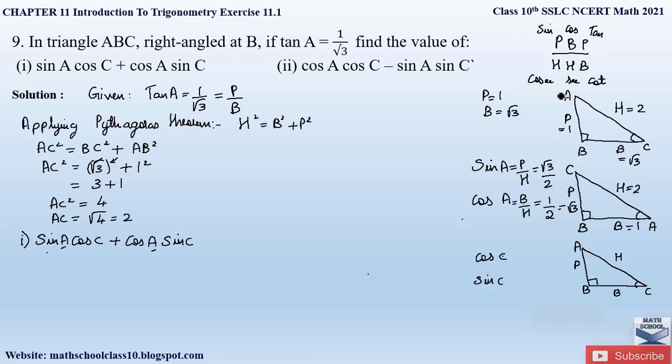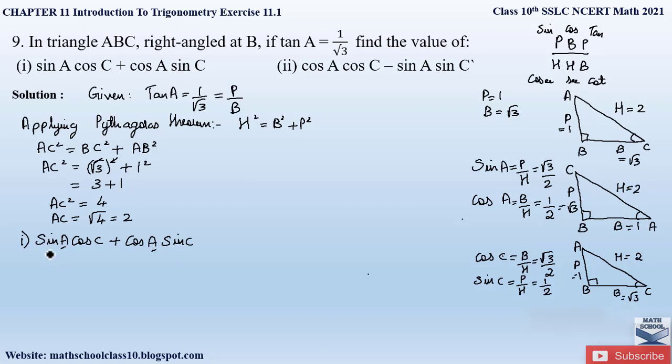So the side AB is 1, side BC is √3, and our hypotenuse AC is equal to 2. Now we can determine the cos C and sin C value. The trigonometric ratio for cos is base by hypotenuse. So base value is √3 and our hypotenuse is 2. Similarly sin C will be perpendicular by hypotenuse. So here our perpendicular is 1 and hypotenuse is 2. Now we have found all these 4 values of sin A, cos C, cos A, sin C. Now we will substitute in this equation and find out its value.